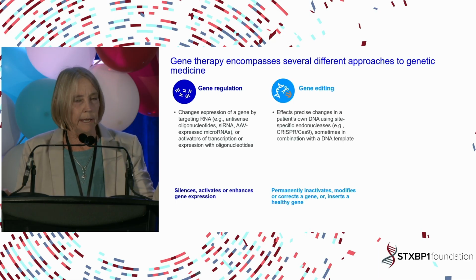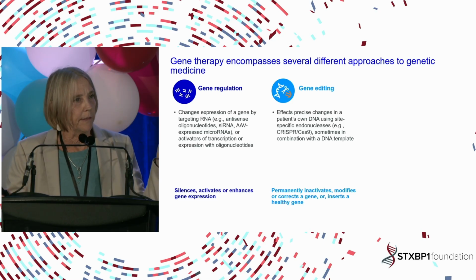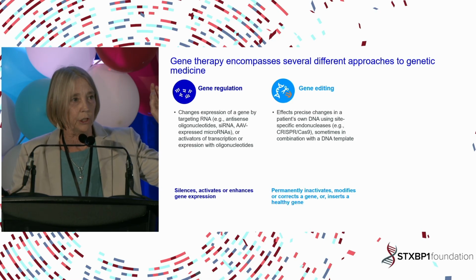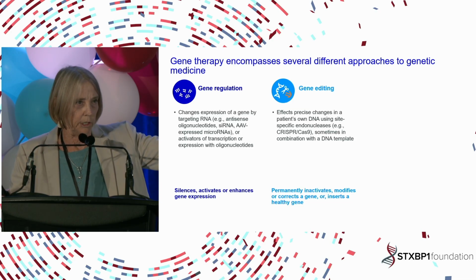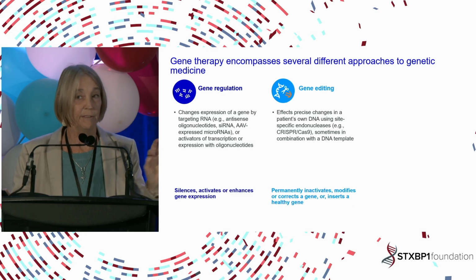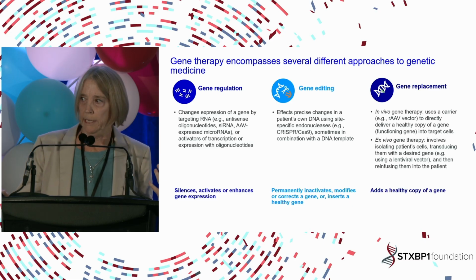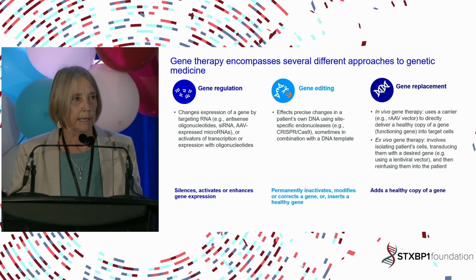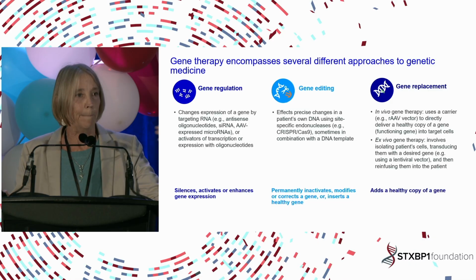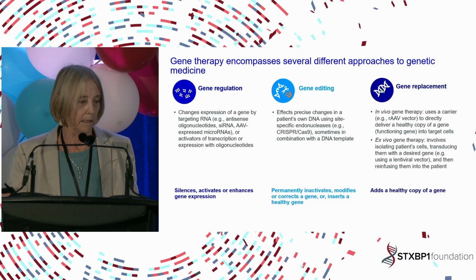There's also gene editing. Dr. Marsh introduced this a little earlier, and that is where you go in and you actually change the DNA makeup of that patient's cells so that it moves from a mutation to a corrected gene. This is very hard to do. And then there's gene replacement, which is what most of us do, particularly for a disease like STXBP1, where we want to put back a missing copy of that gene product.